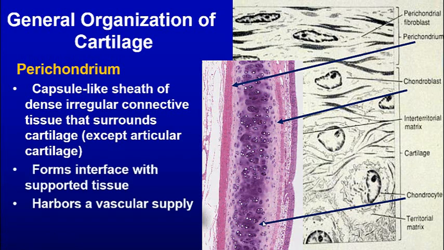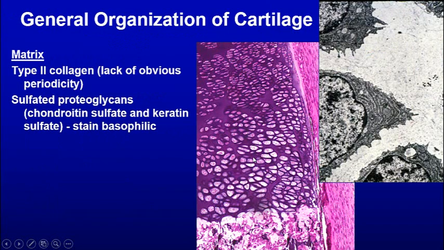It forms the interfaces of cartilage and bone, is a supportive tissue, harbors blood vessels. All that is a perichondrium. So the perichondrium supports the cartilage. It has the blood vessels because there's no blood vessels inside of cartilage itself.